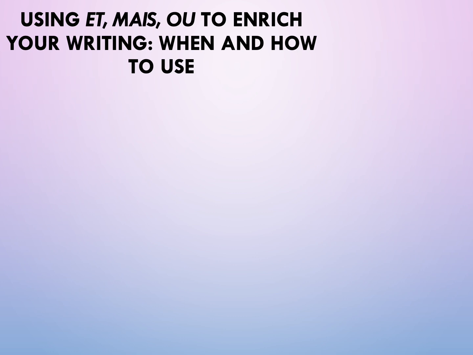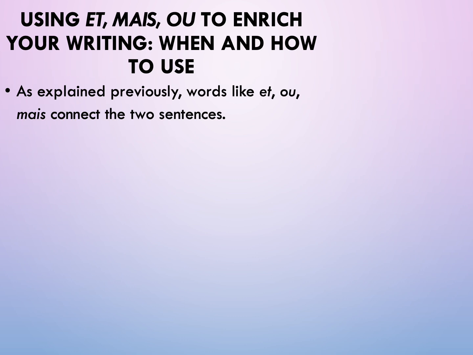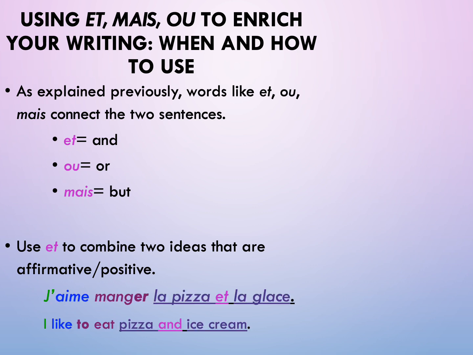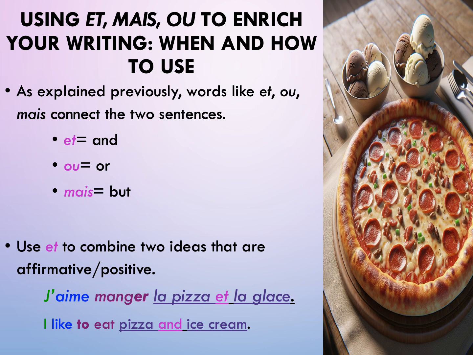Using et, mais, ou to enrich your writing: when and how to use. As explained previously, words like et, ou, mais connect the two sentences. Et for and, ou for or, mais for but. Use et to combine two ideas that are affirmative or positive. J'aime manger la pizza et la glace. I like to eat pizza and ice cream.